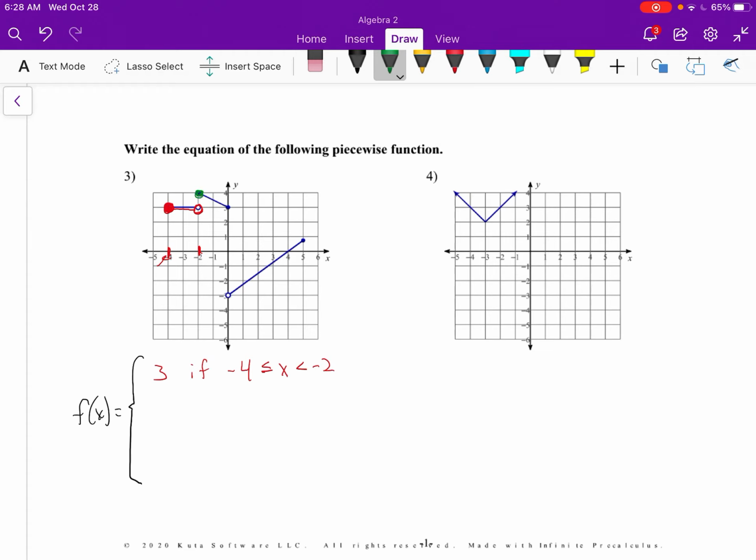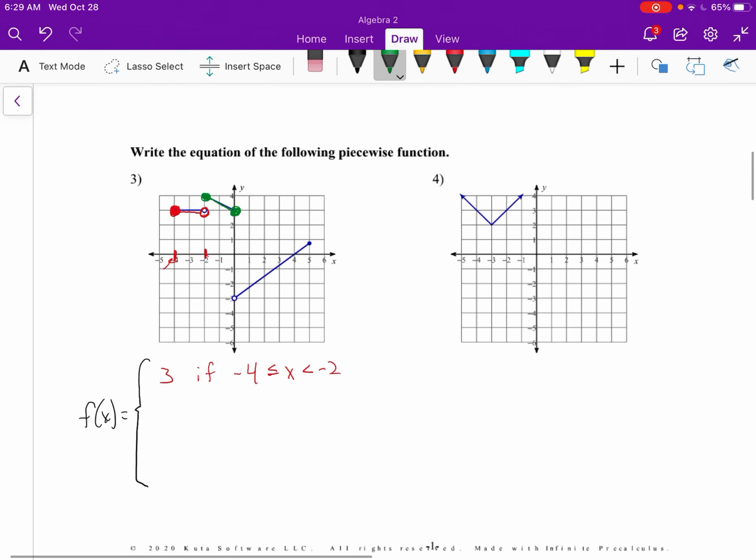Next, let's look at this other one, which is green. Now this is not a horizontal line, so it's going to be in y equals mx plus b form. So y equals mx plus b. And we want to think through this. The slope. Do we have the slope? Well, we can easily find that. We do rise over run.